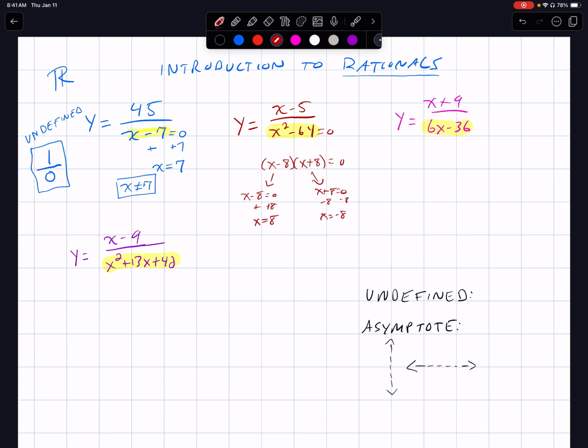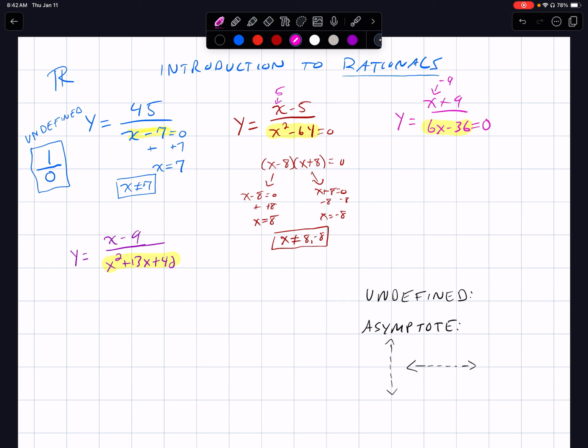So what you can say about this function is that x can be any number except x cannot equal 8 or negative 8, because that's what makes the function undefined. So that's using the difference of squares method. And on the third one here, we've got 6x minus 36. We know that this cannot equal 0, okay? Negative 9 is actually okay over here. 5 is okay over here. We're only concerned with the denominator.